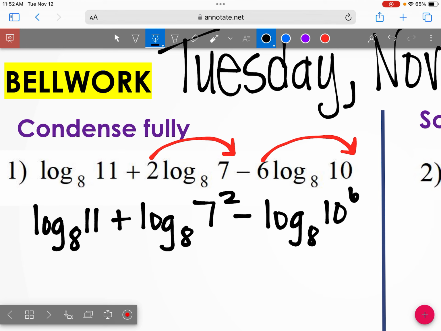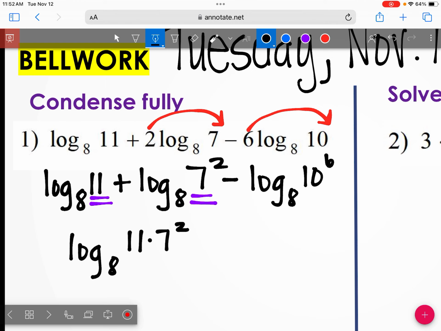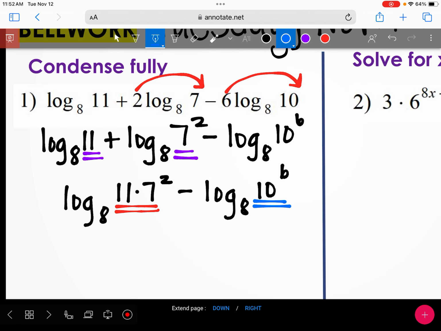And then I see two things that are being multiplied, that are being added, which tells me that these two are in the numerator of my fraction. So I'm just going to write it. So we have the log base 8 of 11 times 7 squared minus the log base 8 of 10 to the 6. And your last step would be to make it a fraction. This is the numerator of your fraction, and this is your denominator. So your final answer would be log base 8, 11 times 7 squared over 10 to the power 6.